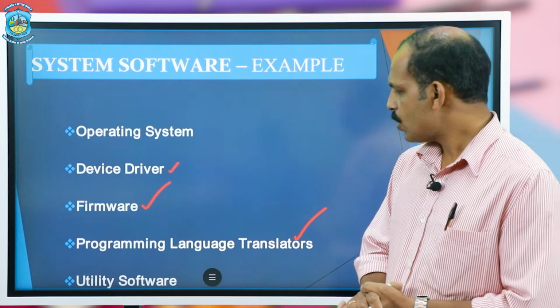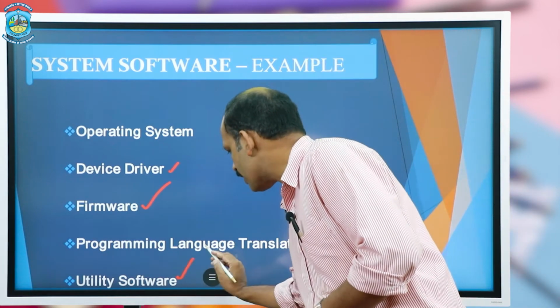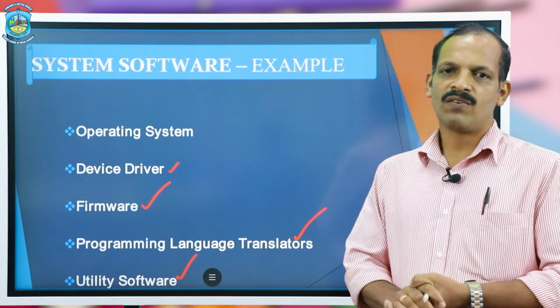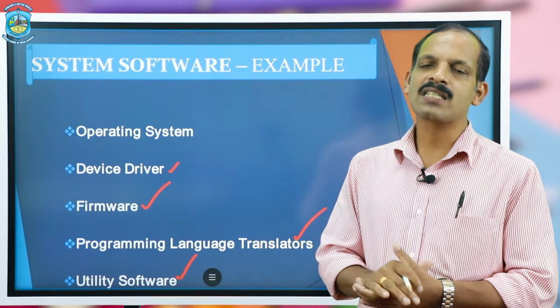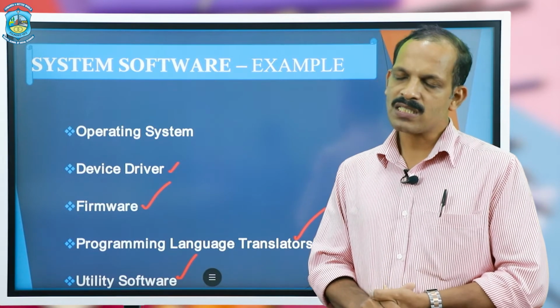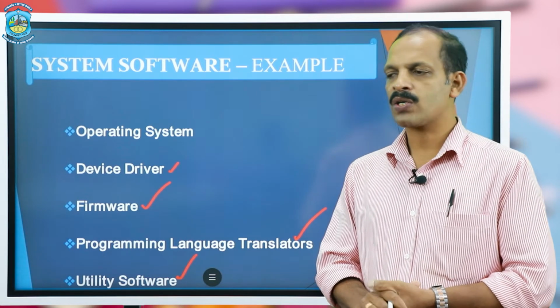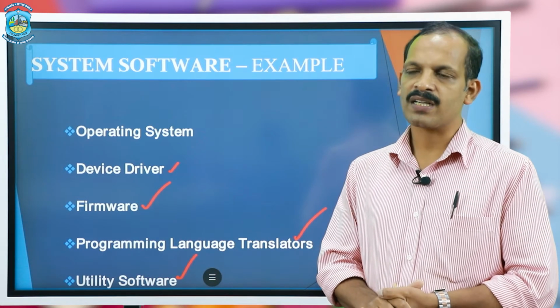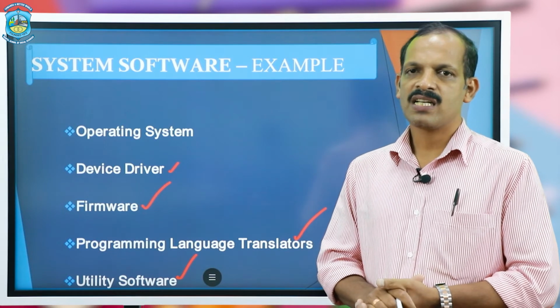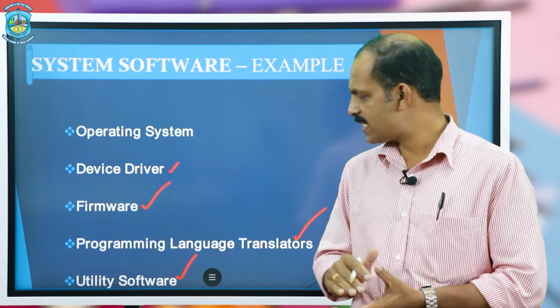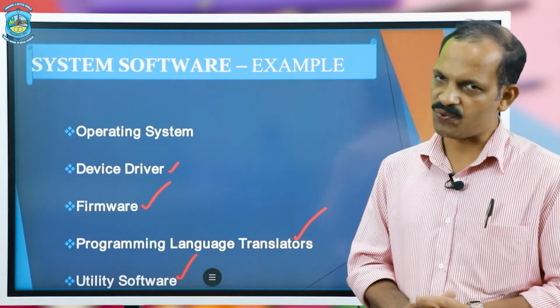Then the last one is utility software. These are software for managing the basic tasks of our system. For example, disk management software or defragmentation software, antivirus, then different types of basic text editing software.